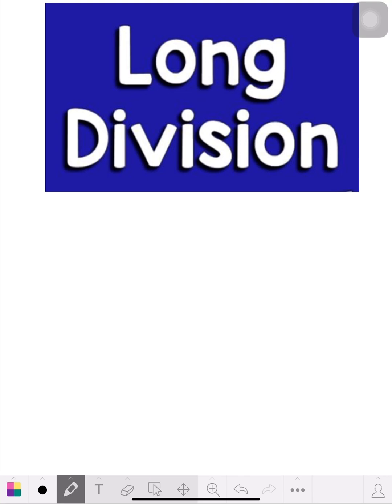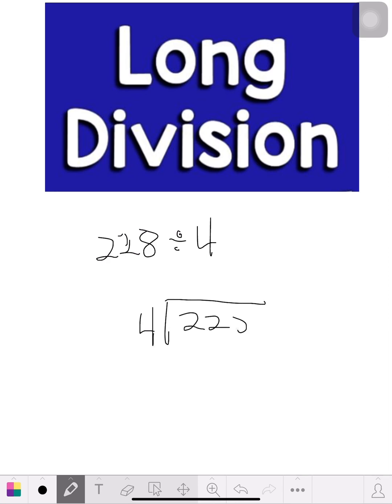Okay, it's going to be 228 divided by 4. Now, that might be how the problem looks. Sometimes it might look like this. This is how I always set it up, okay? So both of them are the same.